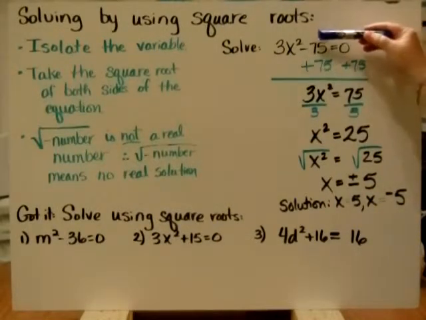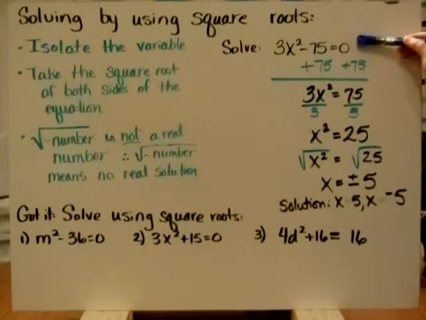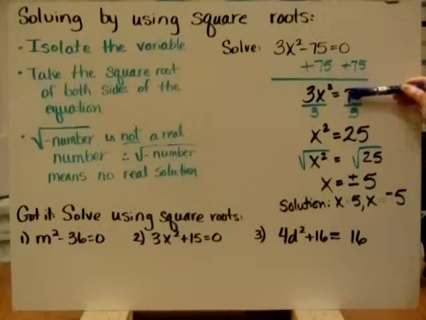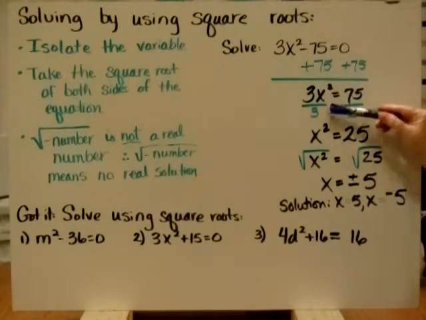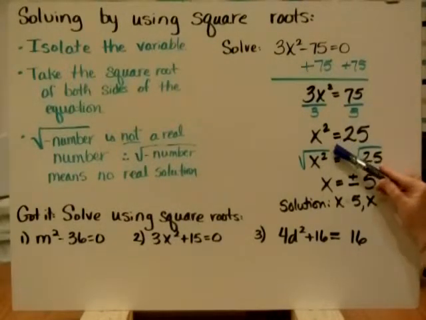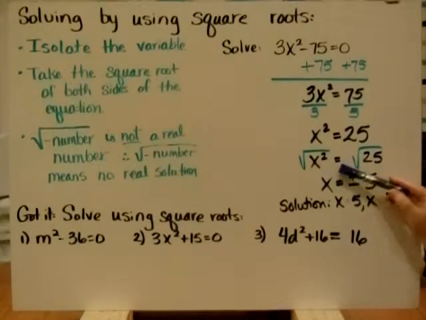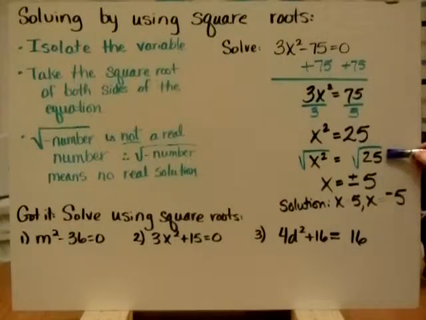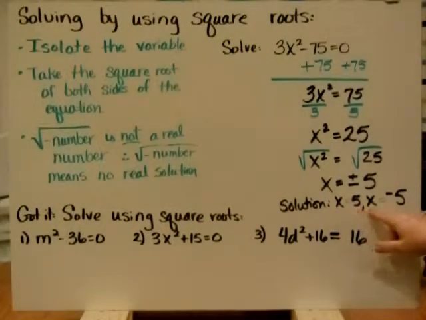In our example, we have 3x squared minus 75 equals 0. To get the x squared by itself, we have to add 75, which gives us 3x squared equals 75. We then divide both sides by 3, which gives us x squared equals 25. Take the square root of both sides, and we get x equals plus or minus 5. It's plus or minus because a +5 times a +5 gives us 25, and a -5 times a -5 also gives us 25. So our two solutions are x equals 5 and x equals -5.